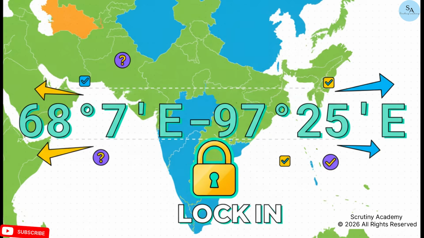And here's the other half of that puzzle. The longitudinal extent is from 68 degrees 7 minutes east to 97 degrees 25 minutes east. Again, this is perfect material for multiple choice questions, so lock these numbers in.